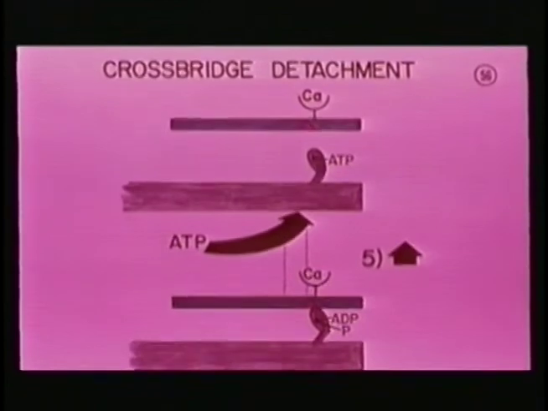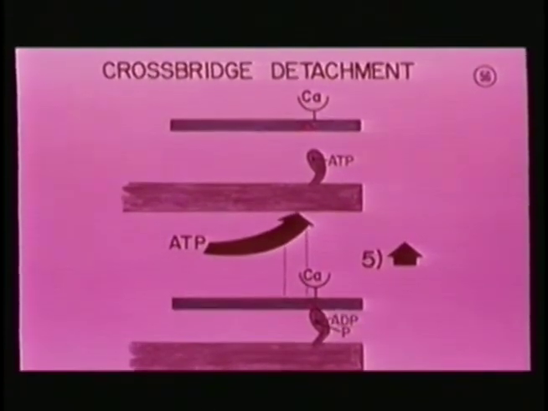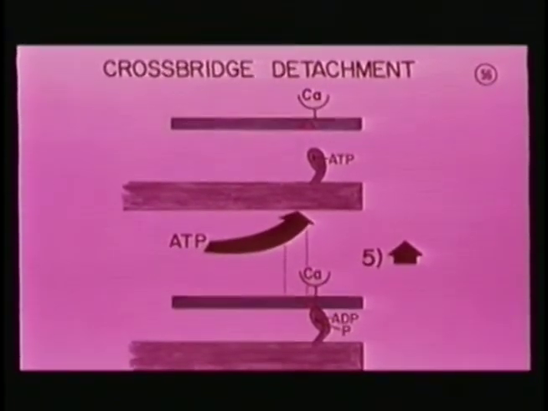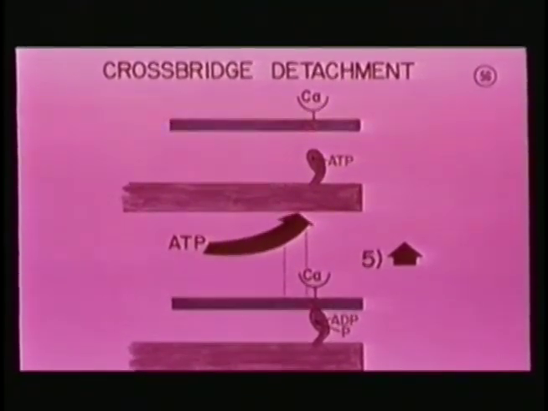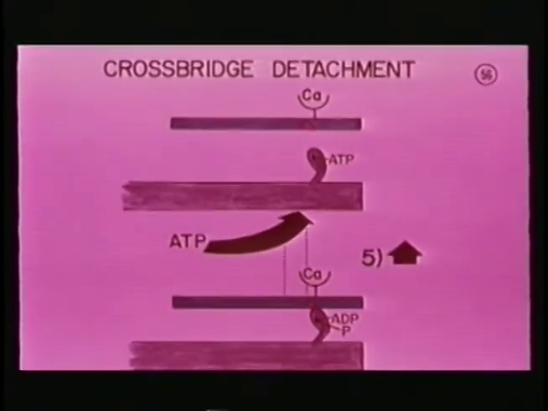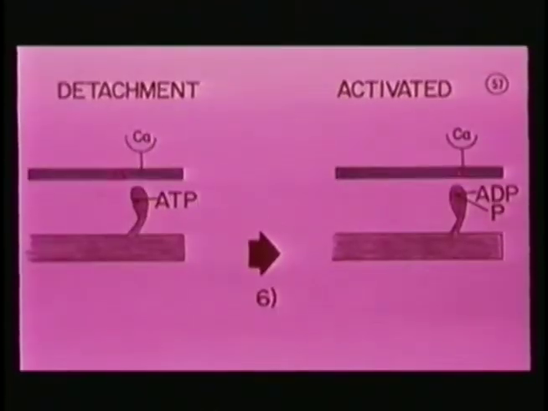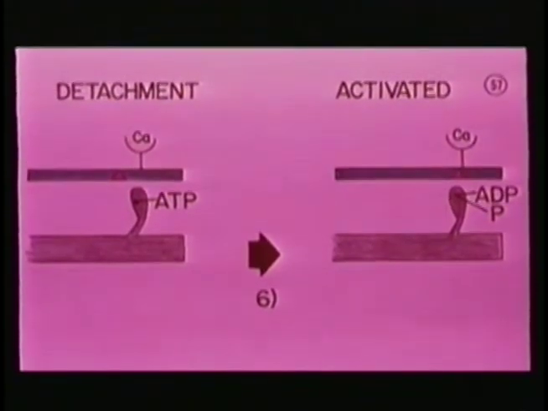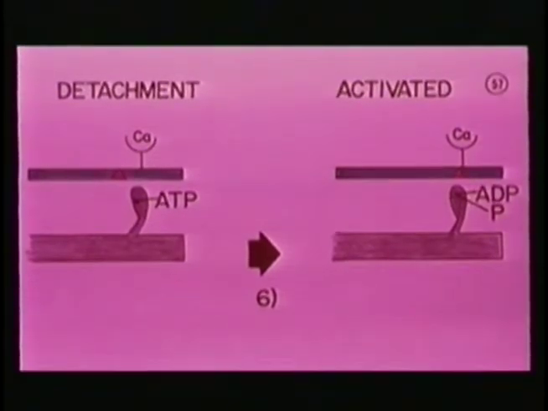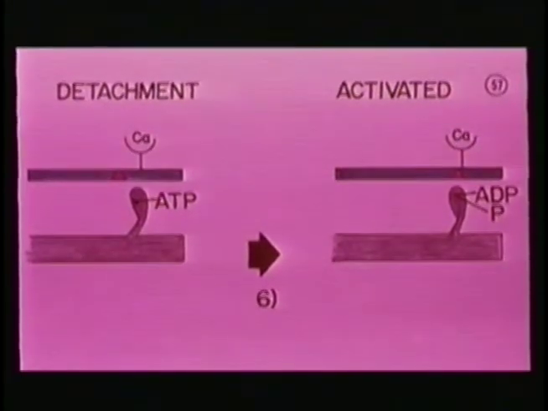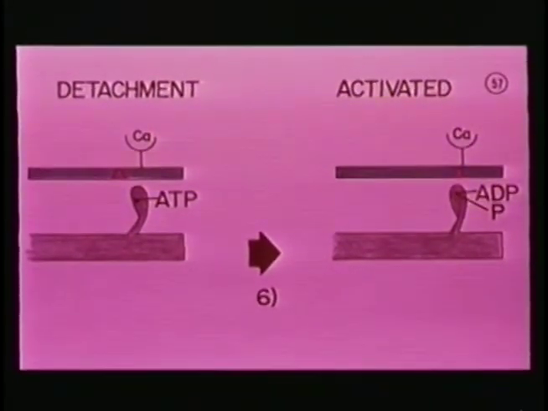Slide 56. ATP enters the cycle after cross-bridge rotation, step 5, and is responsible for cross-bridge detachment. The bonding of ATP to the cross bridge causes it to detach from the thin filament. Slide 57. Following ATP binding and cross bridge detachment, step 6, myosin ATP decomposes to a complex of myosin, ADP, and P, the activated cross bridge.